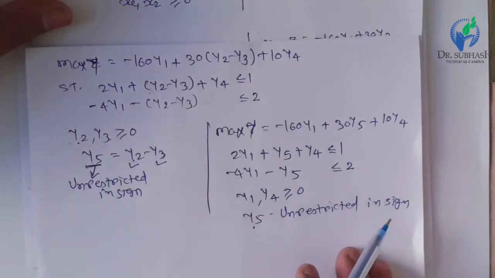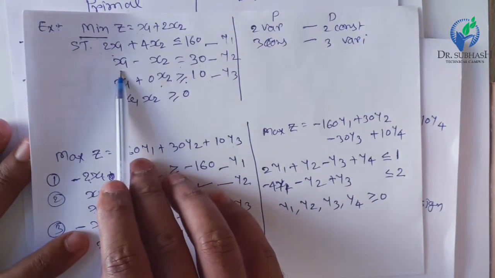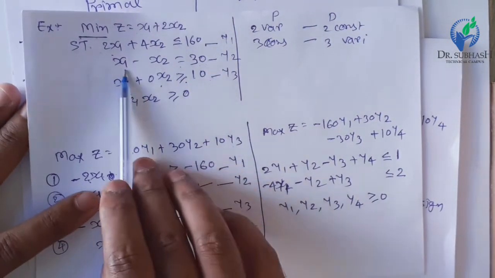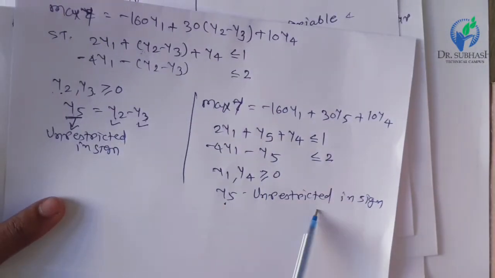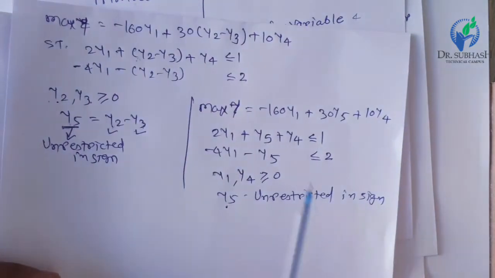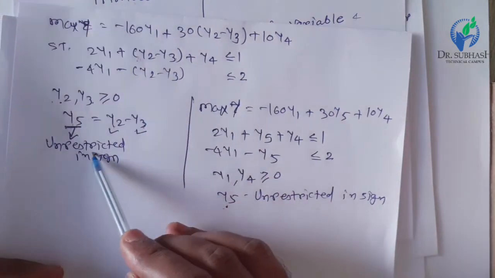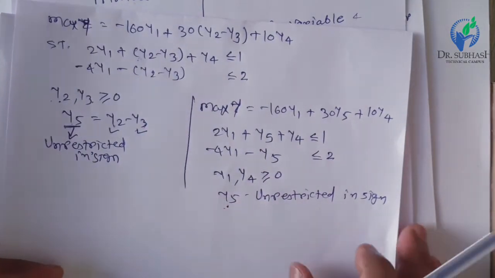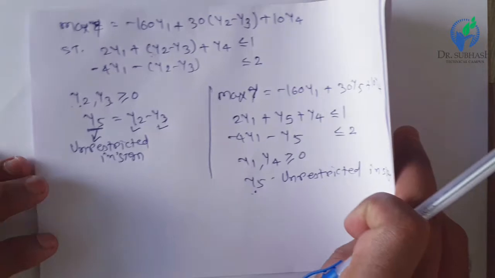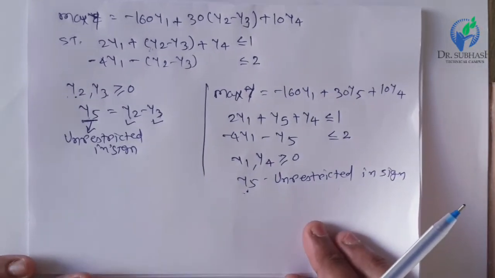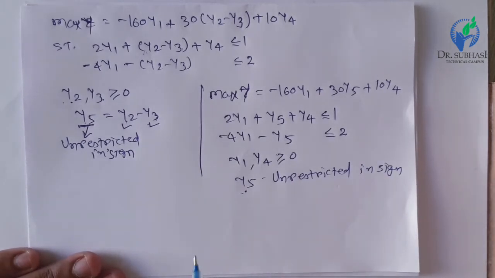So in this case, in our original problem, the second constraint is x1 minus x2 equal to 30. According to this second constraint, the variable y5 is unrestricted in sign, and vice versa also. If any primal contains any variable unrestricted in sign, then the related constraint in the dual would be an equation, an equality type of constraint. So this is the idea of duality.